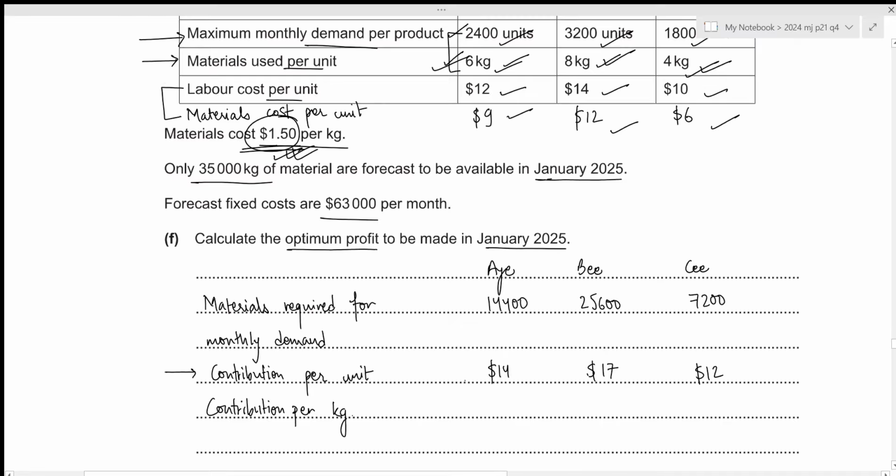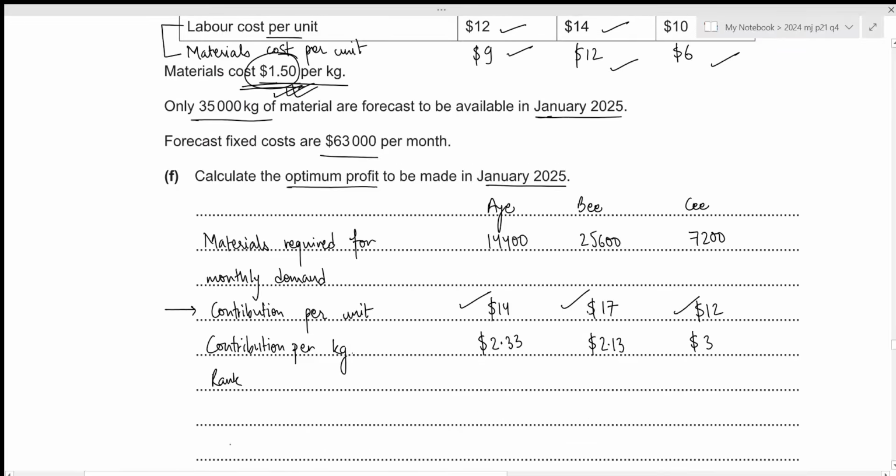So for product A, that will be 14 divided by 6, which results in the value of 2.33. For product B, that will be 17 divided by 8, which results in the value of 2.13. And for product C, that will be 12 divided by 4, which results in the value of 3. Now we need to rank the products. The highest contribution per the shortage factor will always be ranked first. So in this case, product C will be ranked first, product A will be ranked second, and product B will be ranked third. Now let us allocate the materials.